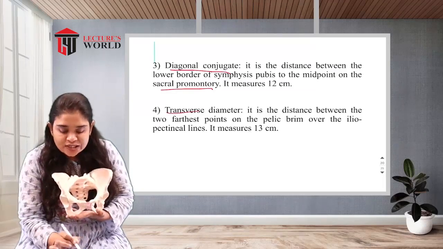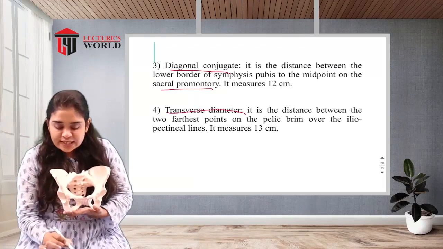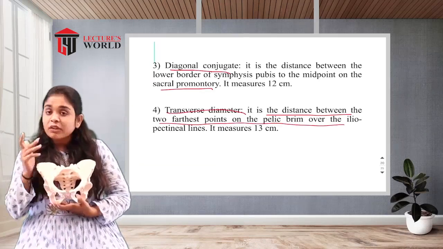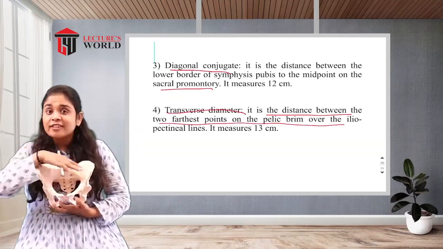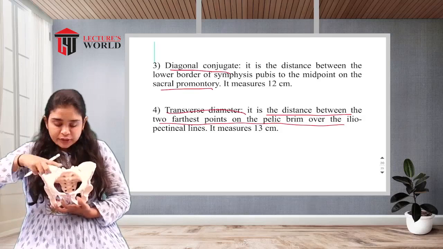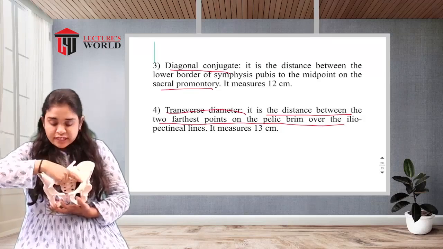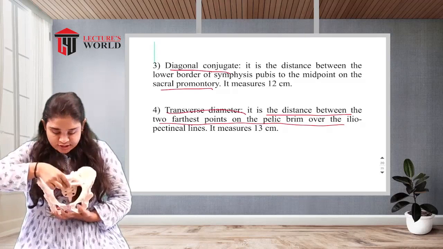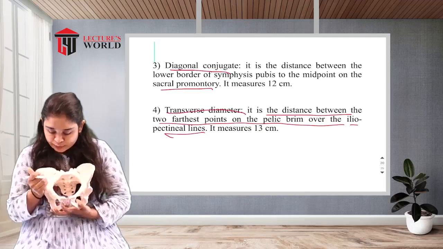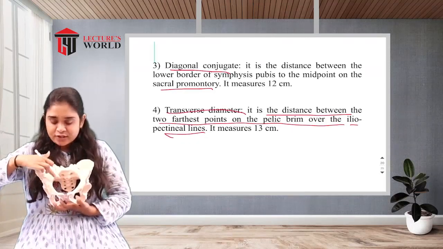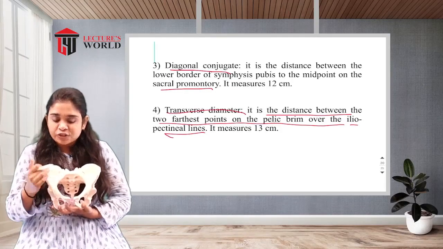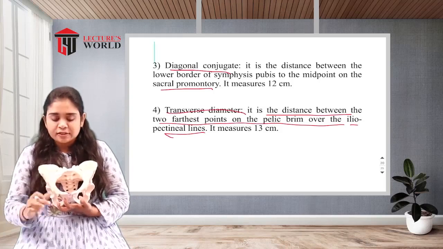Now we'll talk about the transverse diameter of the inlet. So it is a distance between the 2 farthest points on the pelvic brim. So here we are taking the distance between the 2 farthest points. Farthest, why? Because they are far from each other, over the pelvic brim. So this is the pelvic brim. So here we are taking the transverse. So that's why the diameter will be like this, over the iliopectineal line. So the iliopectineal line is here, right? So that point, from here to here. So that measures about 13 centimeter.